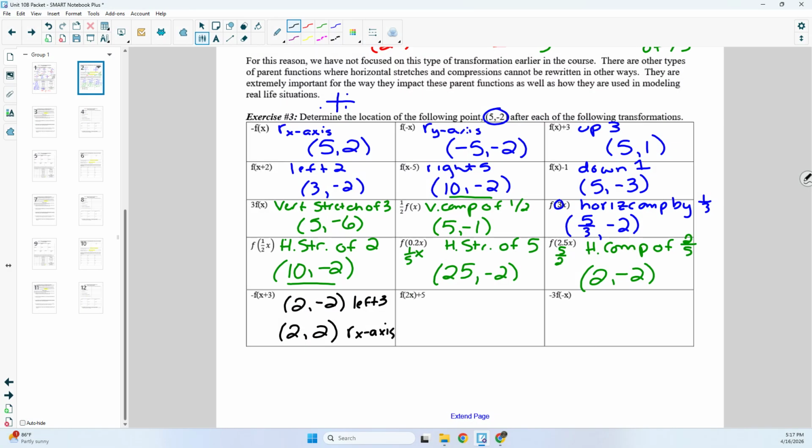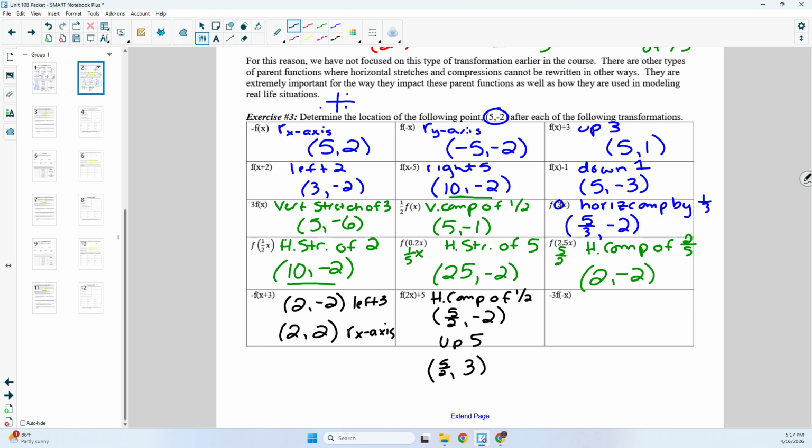My next one, in parentheses, I have a horizontal compression of 1/2. So that's going to lead me to 5/2, -2. And then we're going up 5. So that's going to give me 5/2, and -2 plus 5 is 3.